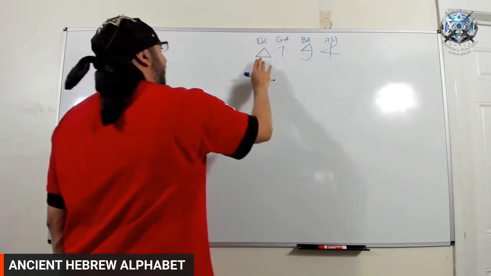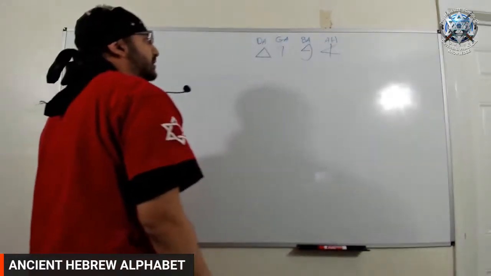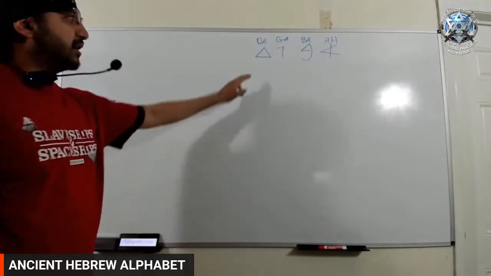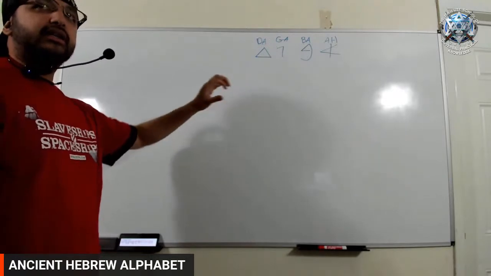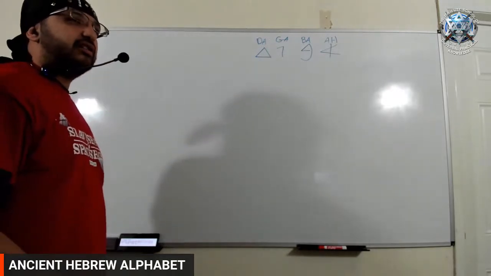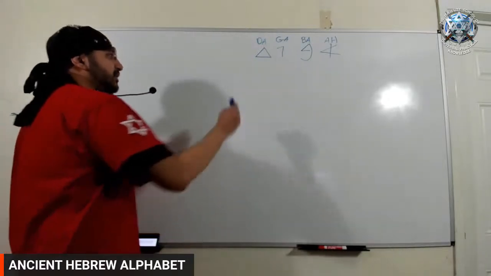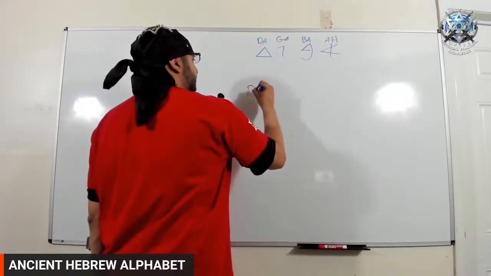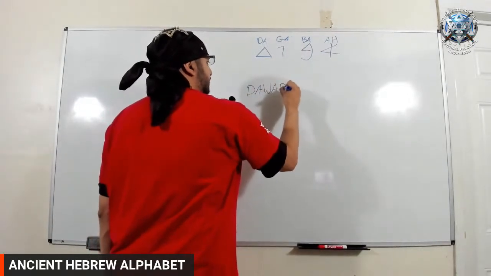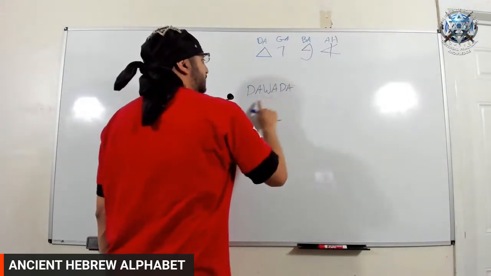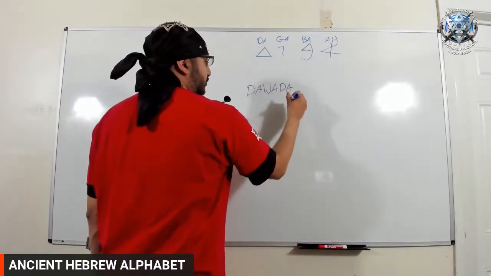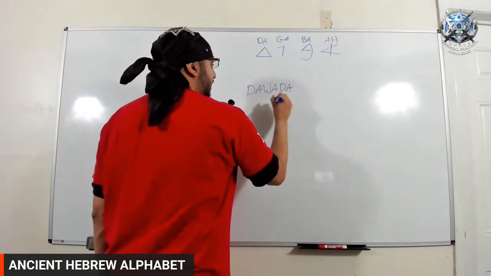You understand? Da. In fact, this is a good time to bring this up. Da, for an example, is a triangle. And the kingdom of Israel uses a signet from King David himself, whose name in the ancient Hebrew, I'm going to write this in English just so you can kind of get how it's pronounced. Dawada.